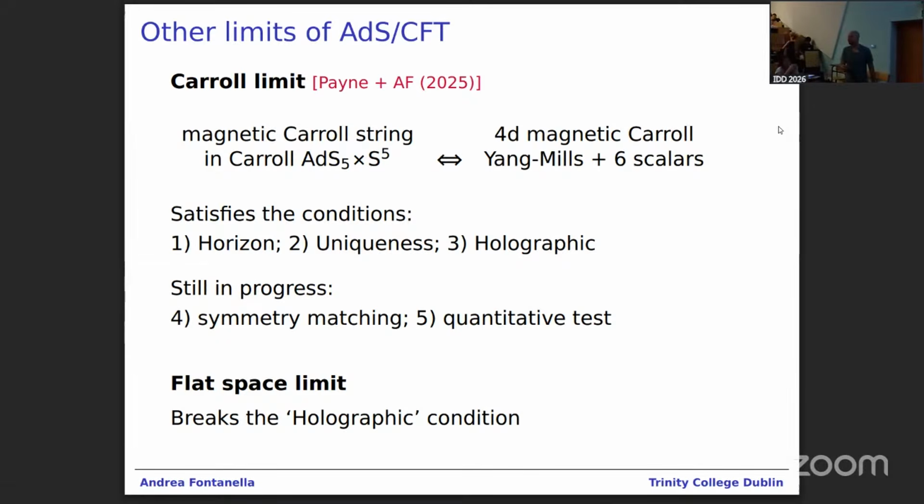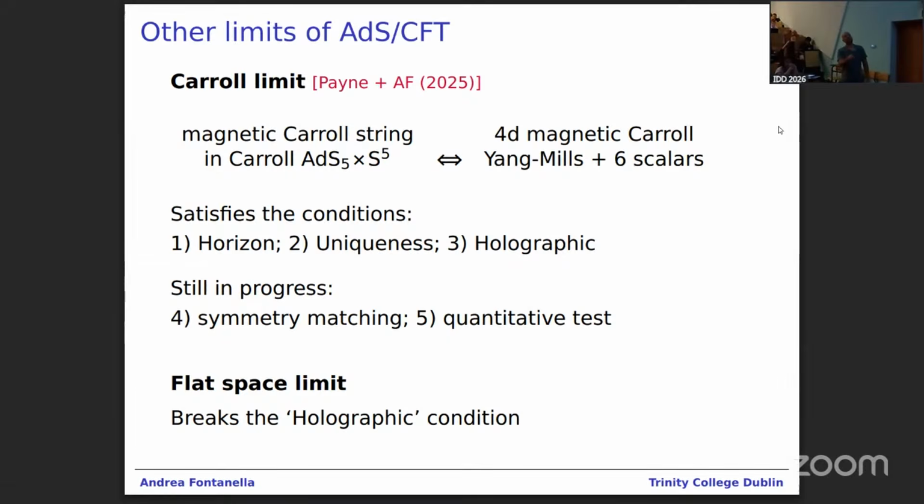So there was a question? No. So one limit that we investigated was the Carroll limit, and I did it with my master student last year. I will just tell you the proposal that we came up with. We have a magnetic Carroll string that lives in a Carrollian version of AdS5 cross S5, which seems to be dual to this four-dimensional magnetic Carroll version of Yang-Mills with 6 scalars.